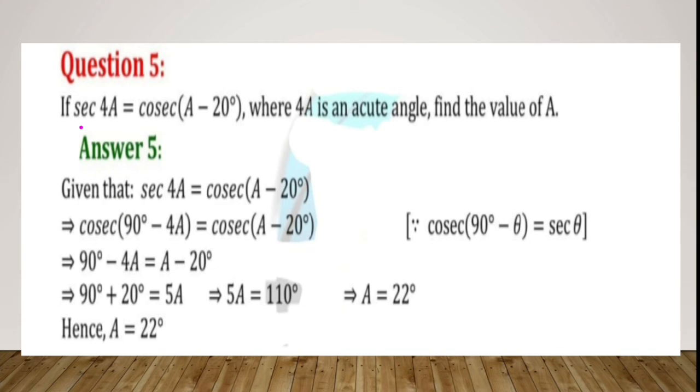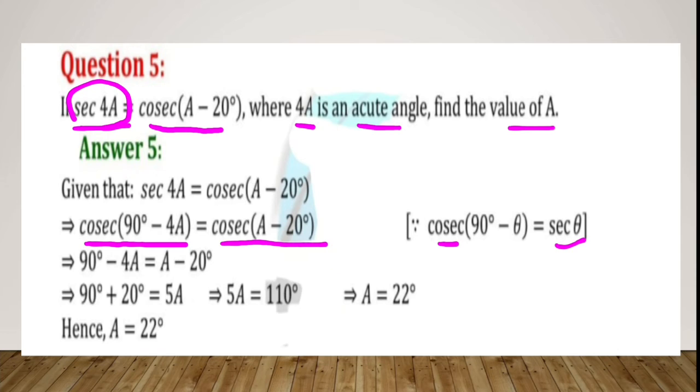If sec 4a is equal to cosec(a minus 20), where 4a is the acute angle, find the value of a. Again, cosec is the complementary of sec. So in place of sec 4a, you can write cosec(90 minus 4a). Look at here. Same thing has been done in this line. Okay. Again, on both sides, cosec is there. So you can say that 90 minus 4a is equal to a minus 20.